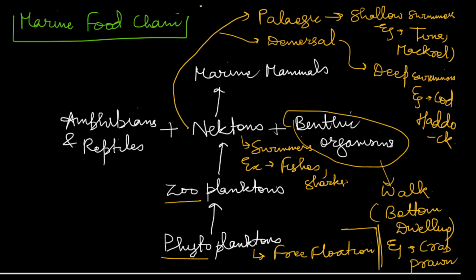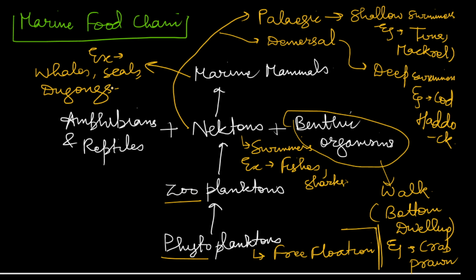Now, at the highest level, we have marine mammals. These are the normal big mammals which we can see in the ocean. For example, whales, seals, dugongs. These are the things we find in the ocean, or the marine food chain.